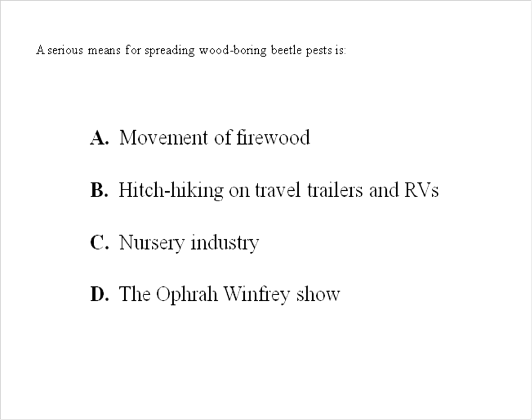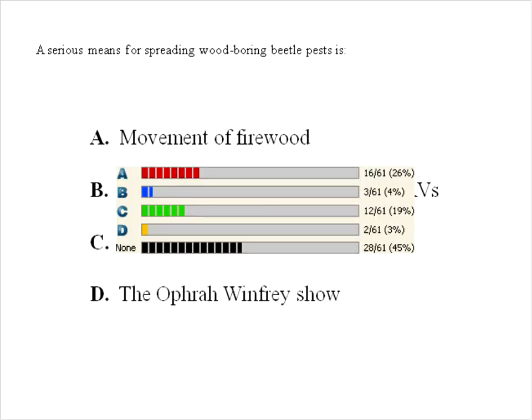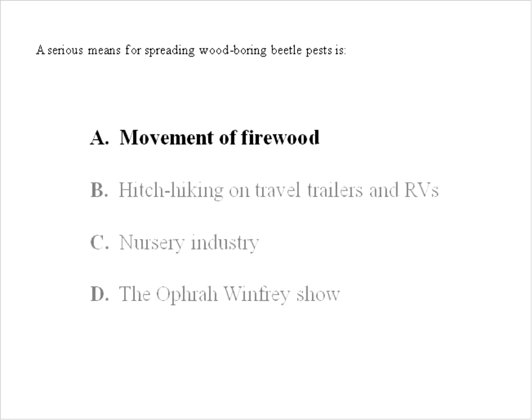All right, we have some good answers. Lee J, want to put those up? Okay, very good. Well, nobody said... Oh, somebody said D. Who is that? I don't know. All right. Well, the answer is movement of firewood. Absolutely. A lot of these boring beetles are being transferred through firewood.